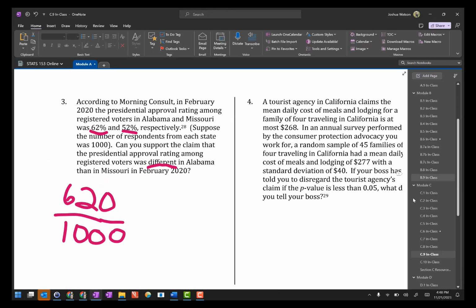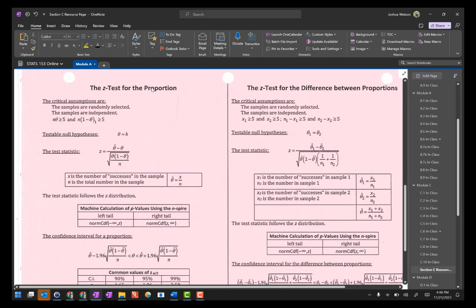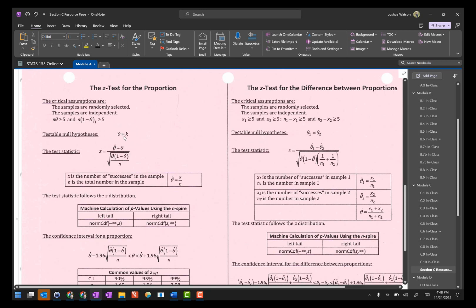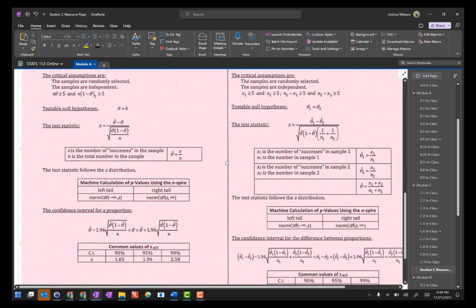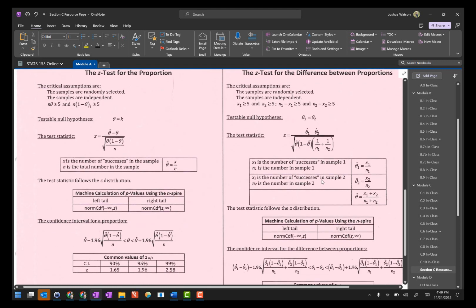Let's go back to our resources sheet and see which one of these tests we're doing. Okay, so we're talking about a proportion, and we're asking if they're different. So the null hypothesis, in every single case, will always have an equal sign. The null hypothesis is that the mean is not changing, it's staying the same, or the proportion is not changing, it's staying the same. So we're saying, does proportion 1 equal proportion 2? That's our null hypothesis. And to test that theory, we're going to use this fancy statistic here, where the numbers are all explained down here, what they're represented by.